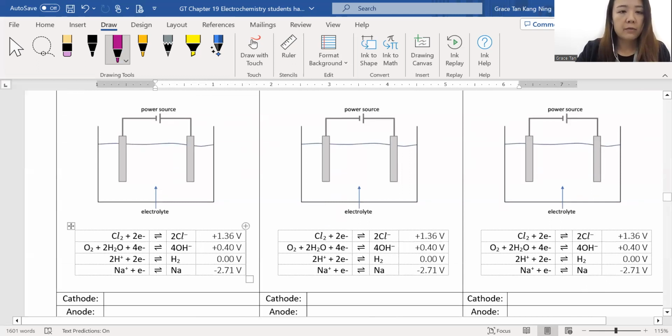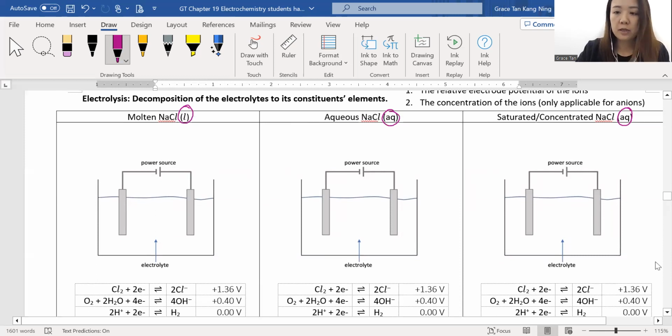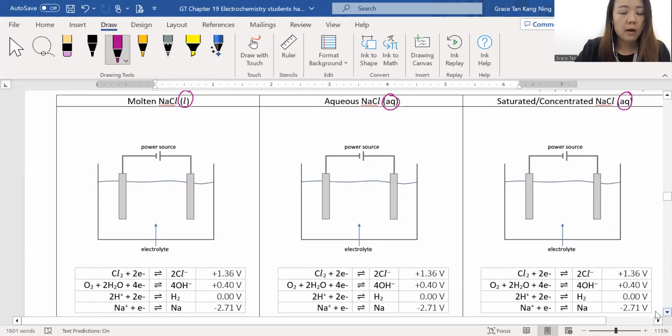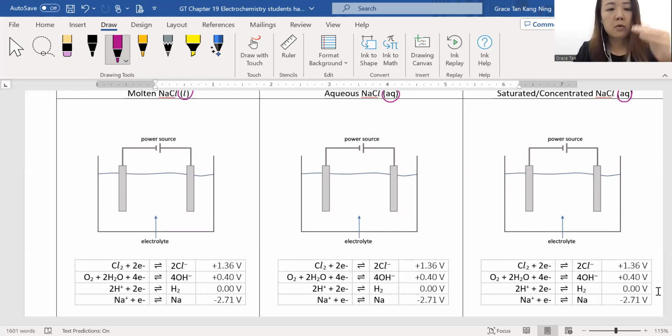Now there are three examples, and the first one I want to discuss is molten NaCl, which is the easiest among all. First, we need the electropotential. I have extracted the E values and arranged them from most positive to least positive, as you can see in the table here. A more positive E value means the reactant will undergo reduction with a higher probability.